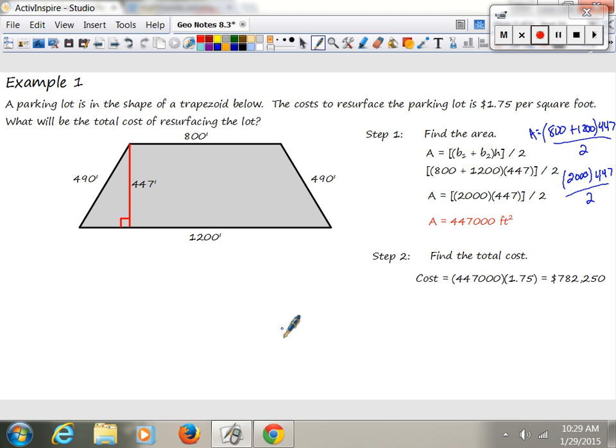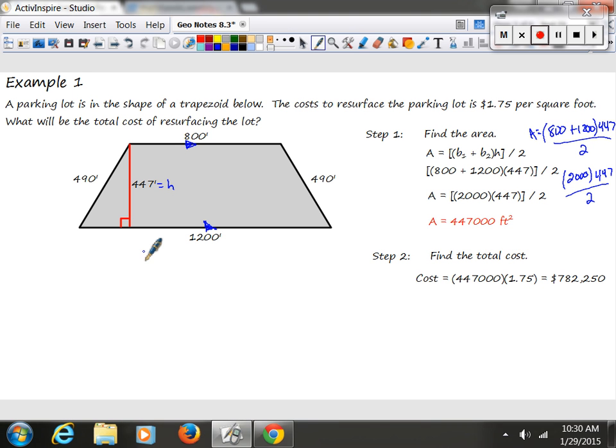So you just basically... How do I know that 800 and 1200 are my two bases? Because they are parallel. The right angle makes my height. Okay, the two bases have to be parallel. The height has to be a right angle to those two bases.